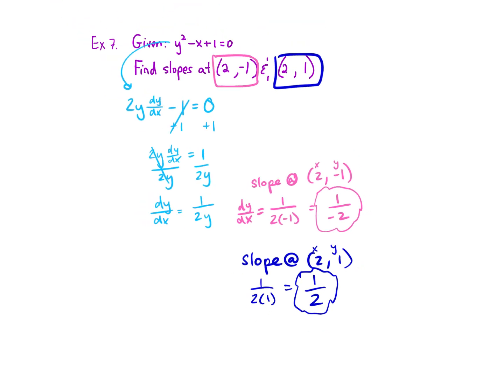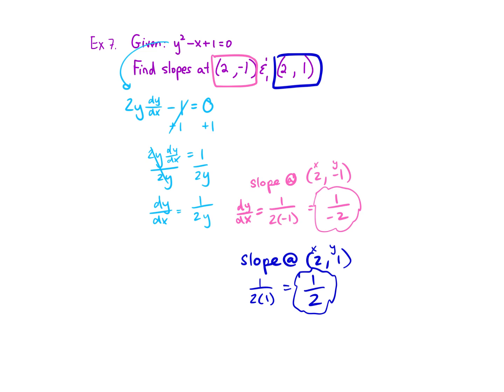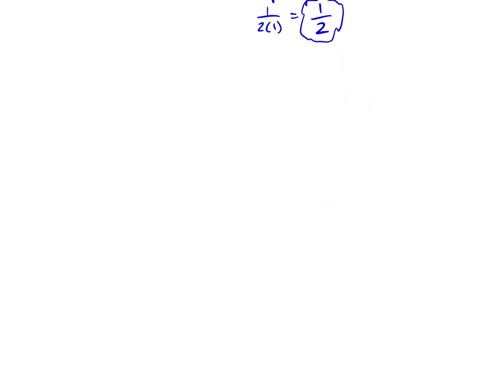So this was asking for 2 separate questions because it gives you 2 separate points. So we just have 2 separate slopes at each point. So I'll call it example 8.